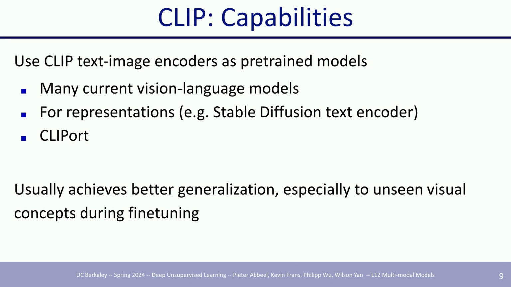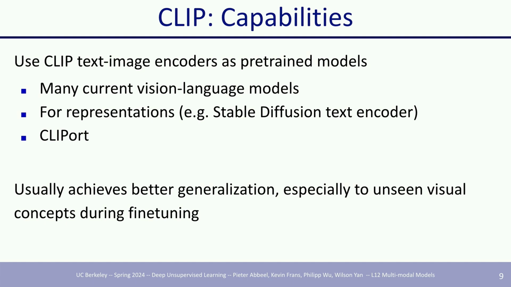And for representations, also as a pre-trained backbone for Stable Diffusion. They cross-attend on the text encodings of the CLIP text encoder to condition on language. And then the last one is a paper called CLIPort, in the context of robotics, where they train a robotic policy that could do different tasks with some fancy architecture design. But at its core, it was initialized from the image encoder for CLIP.